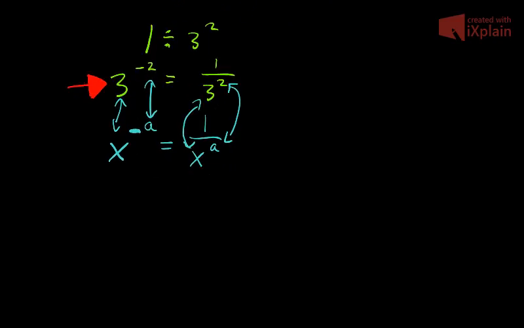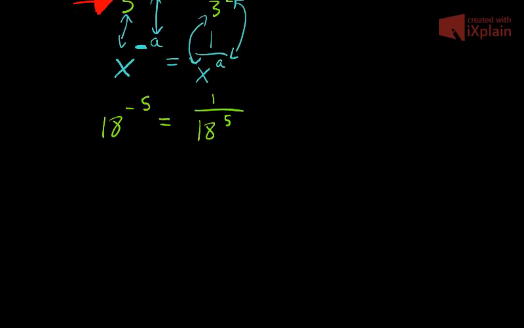But I can do this with absolutely any numbers I want. If I have, for example, 18 to the negative 5, that's going to be equal to 1 over 18 to the positive 5. Something that's kind of nice to also realize is that if I would like, I can start with 1 over 18 to the negative 5, and that's going to be equal to 18 to the positive 5 here.